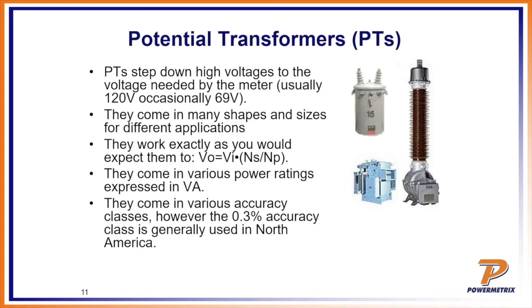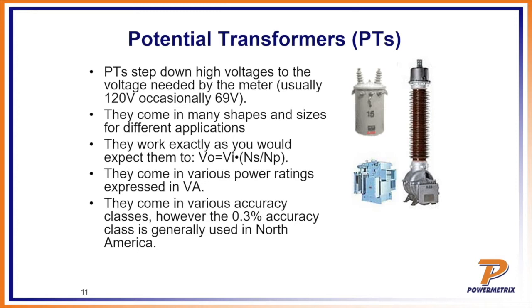So PTs step the high voltage down to a lower voltage. Typically at the meter base, it's going to be 120 volts phase to neutral, and some substation applications are 69 volts phase to neutral. They can come in all kinds of different shapes and sizes. Sometimes you'll find a CT-PT combo as well, not just a PT. They're pretty simple: the output equals the input times the secondary turns over the primary turns. So it's a pretty easy component, not really too complicated.